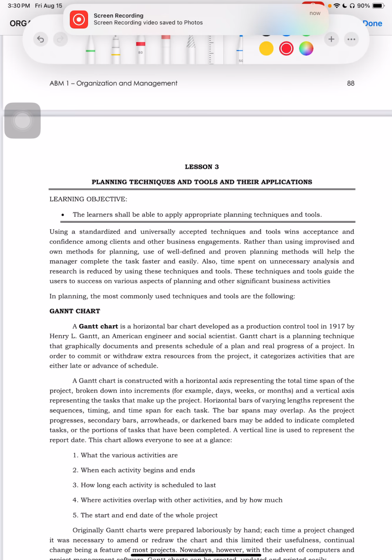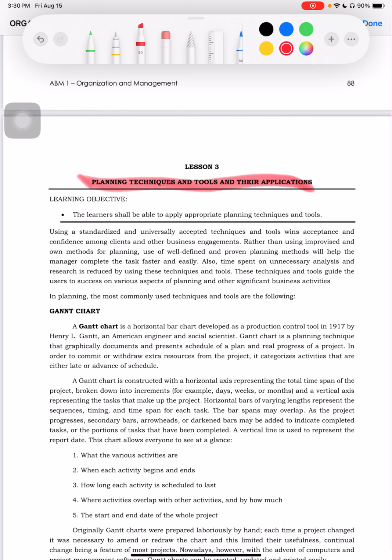Good afternoon. So let's have a continuation for part three, planning techniques and tools and their application. The objective is that the learner should be able to apply the appropriate planning techniques and tools. First is the Gantt chart.